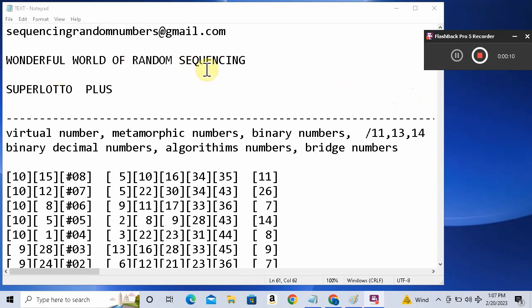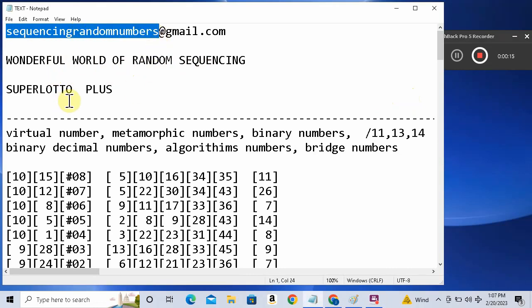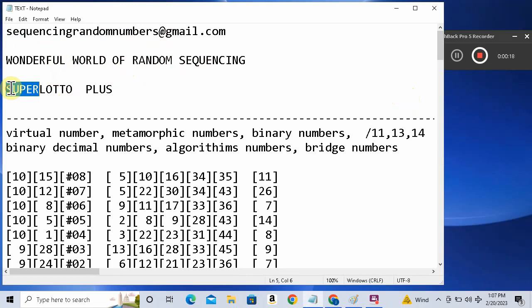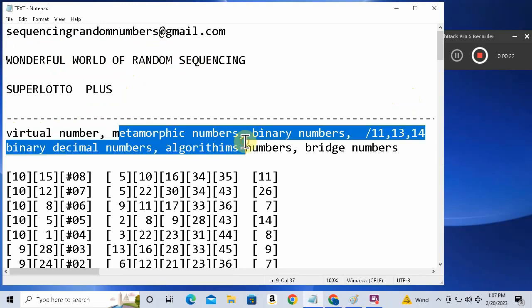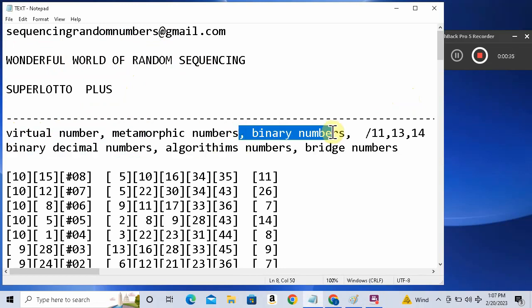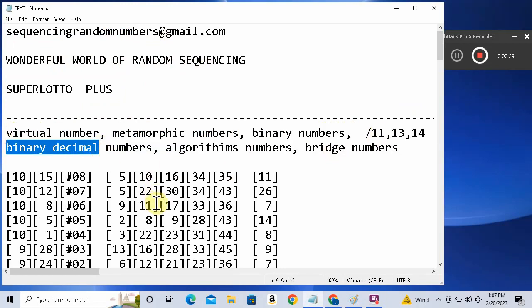This is my channel. I have another one called Sequencing Random Numbers, and we're going to be talking about SuperLotto Plus sequences. In order to understand the concept of random sequencing relating to Lotto, you have to understand what a virtual number is, metamorphic numbers, binary to decimal numbers. Now this is a binary to decimal number, and this one's a binary number right there.